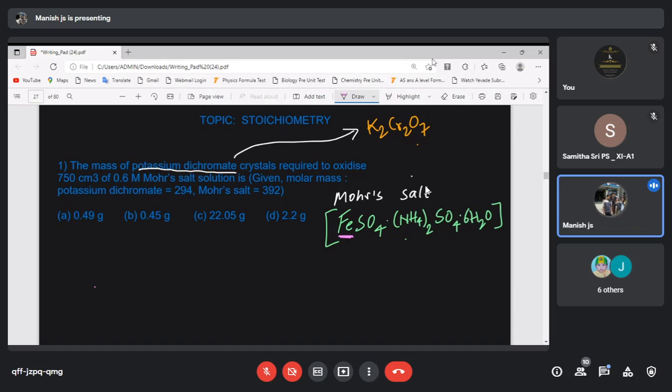So what is the configuration of iron? Iron is a transition metal. Iron has dual valency, which means iron exhibits two valencies. What are the two valencies of iron? +2 and +3. When it is +2 we call it the ferrous ion, and when it is +3 we call it the ferric ion. Similarly with copper, there is cuprous and cupric: cuprous is Cu+ and cupric is Cu2+. So we have variable valencies for transition metals, among which iron and copper are important.